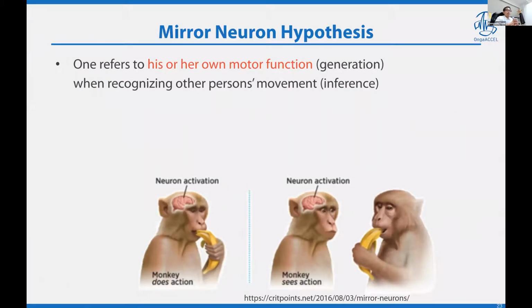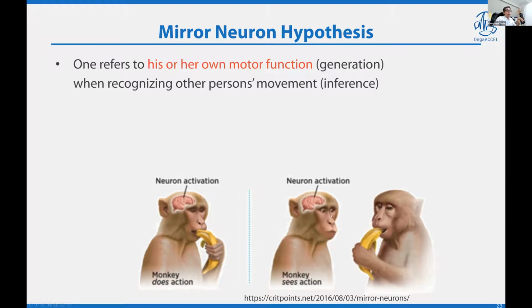So first, let me introduce the mirror neuron hypothesis. According to this hypothesis, we can say that one refers to his or her own motor function when recognizing another person's movement. Such a neuron was found in monkeys. So for example, this monkey is now eating a banana, and the neuron in the brain is activated according to this movement.